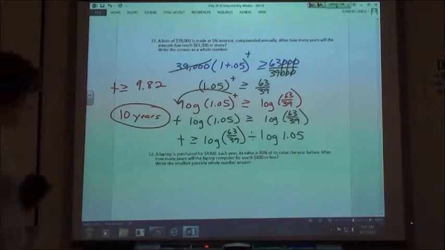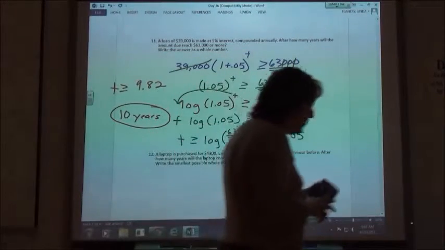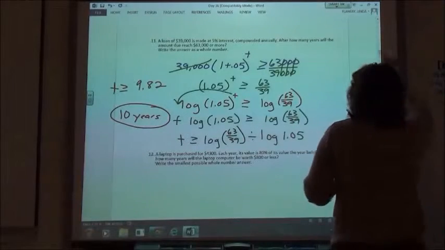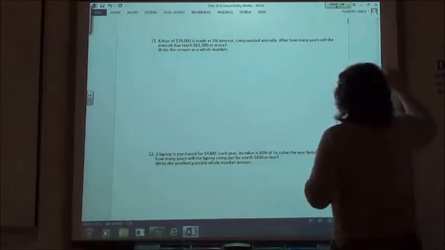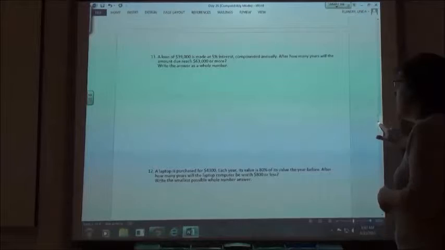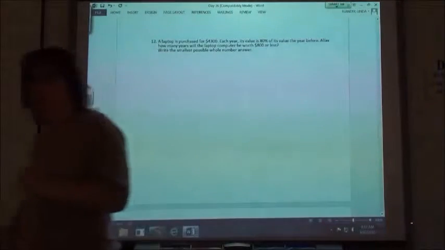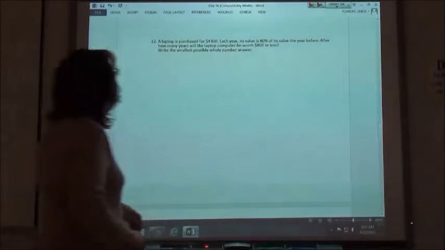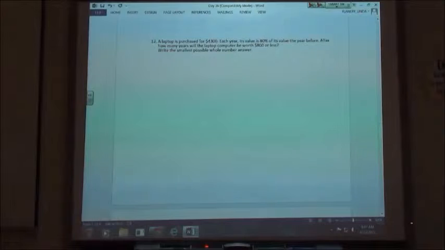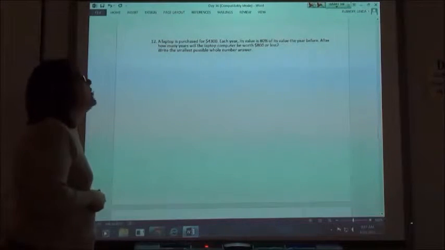All right. Number 12. Now, number 12 doesn't do an interest one. It's one where they just give you the percent of its value. So only on the interest ones do we add the 1 to them. On this one, it says a laptop is purchased for $4,300. Each year its value is 80%. After how many years will it be worth $800 or less?